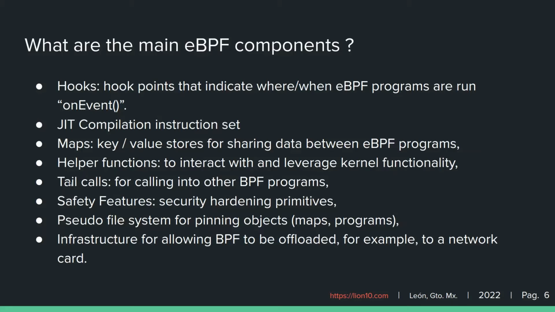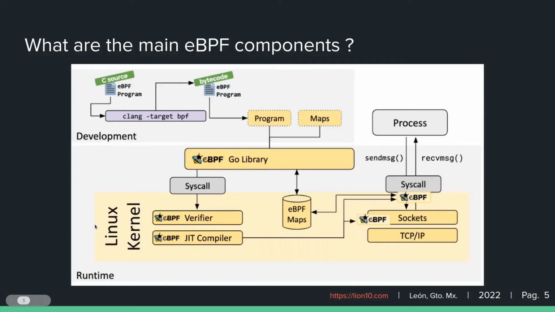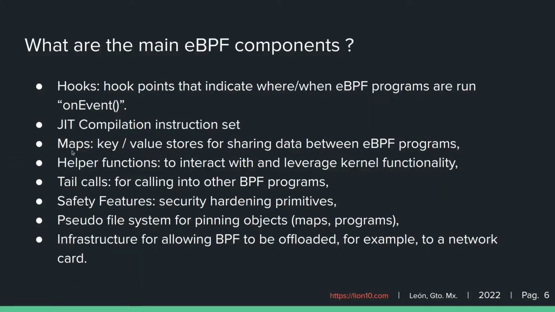Next, we have helper functions, tail calls, safety features, pseudo file system, and infrastructure for allowing eBPF to. Oh, okay, so this is optional, where you can have infrastructure to allow BPF programs, if it's very compute-intensive workloads, you can offload it, for example, to a network card. But let's talk about tail calls, safety, and pseudo file system. And maps, actually. Let's also talk about maps.